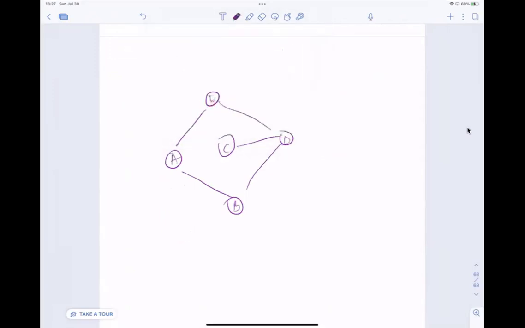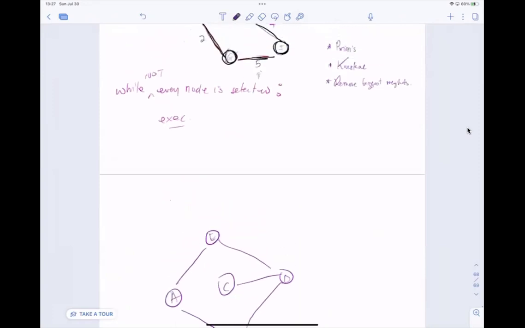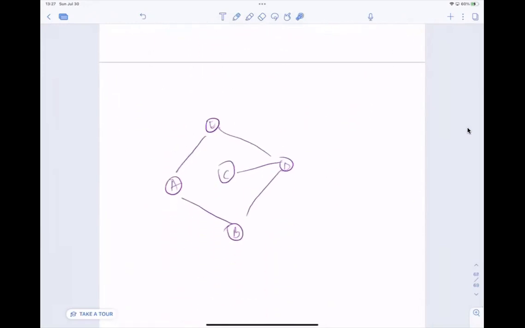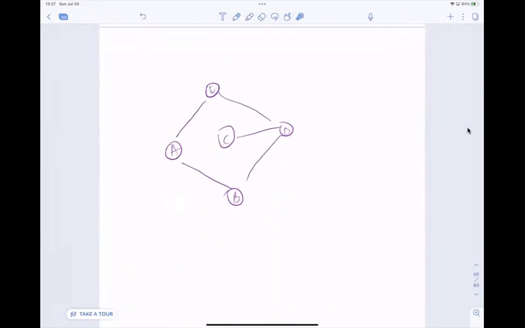Can you choose a different node at the center? Yes, you can choose any node to start with. It's an arbitrary node, because at the end, every node is going to have to be in the tree. We said for a tree, every single node must be in. So it doesn't matter which node you start the algorithm from. It's still going to work.